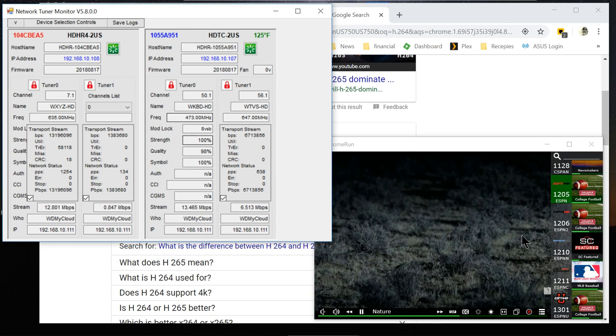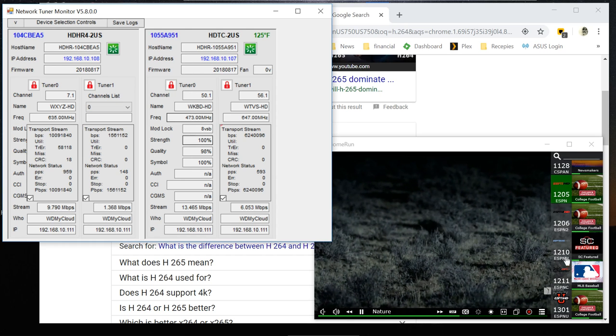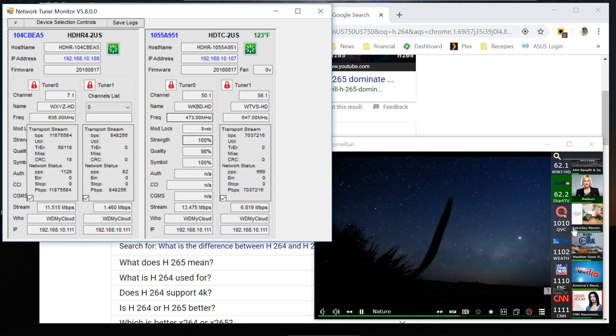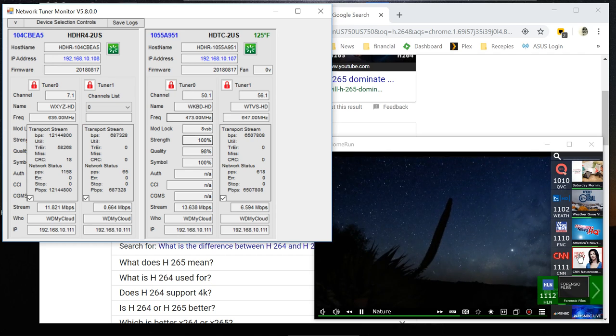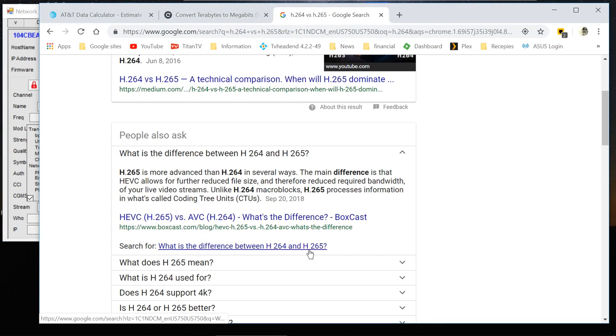So what I want to do is record one of these streams in H.264, but convert it to H.265 to see if it will play on my devices. I want to know if the devices that I've hooked to my TVs can actually use the H.265 codec, which is more compressed than H.264.